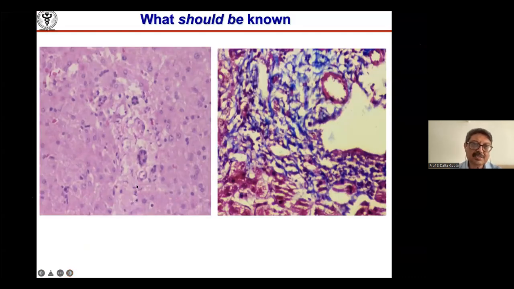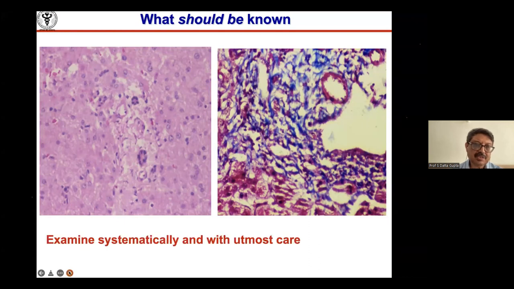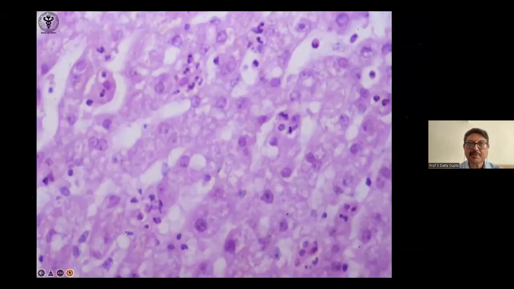Now, this is a liver. You can see this is a portal tract. What is abnormal? In this, there is no portal vein. This is the artery. This is the bile duct. There is no portal vein. In this, you see, the artery is there, the portal vein is there, there is no bile duct. So you see, one of them is lost, right? So that's why people have to examine systematically.